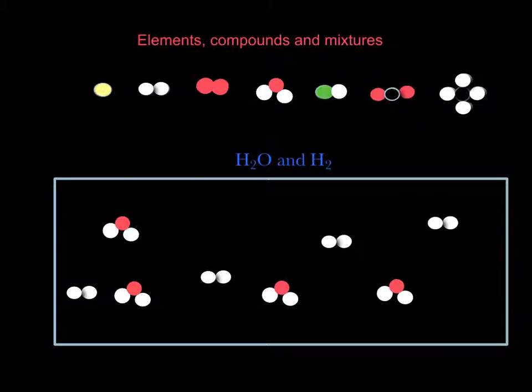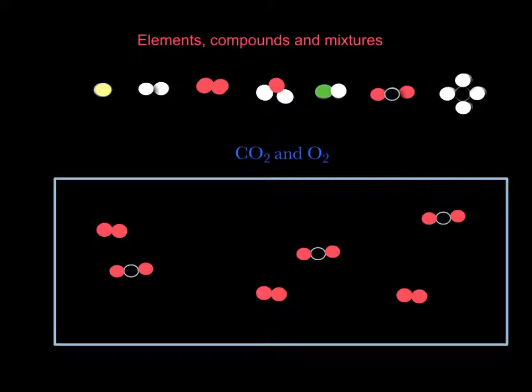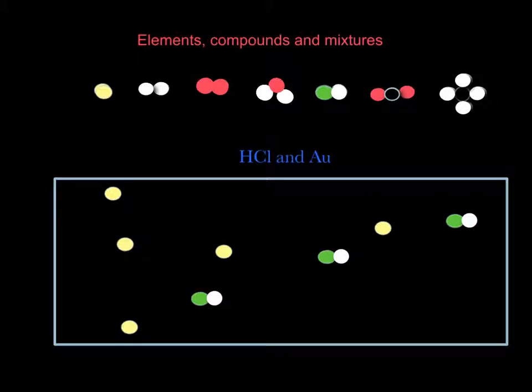This is H2O, which is two hydrogen atoms bonded together with an oxygen, and H2, which is just two hydrogen atoms. This is CO2 and O2 because it's C, which is the black atom, and O2, which are bonded, those three are bonded together, and then O2 is just the two red atoms. It's an element. This is HCl and Au because Au, I think it's gold or iron, is one atom by itself.